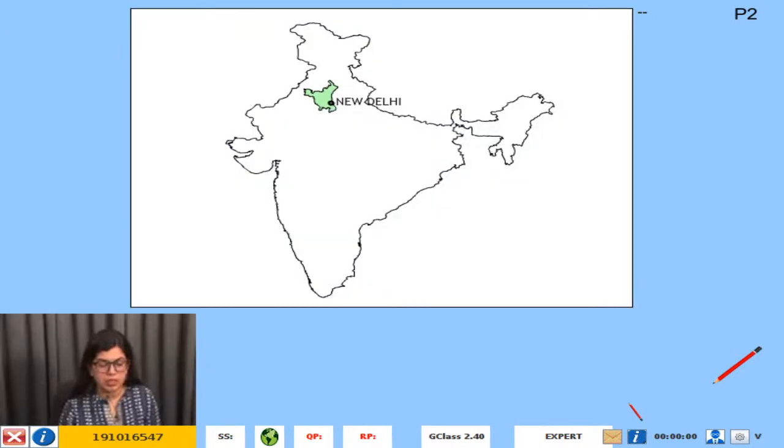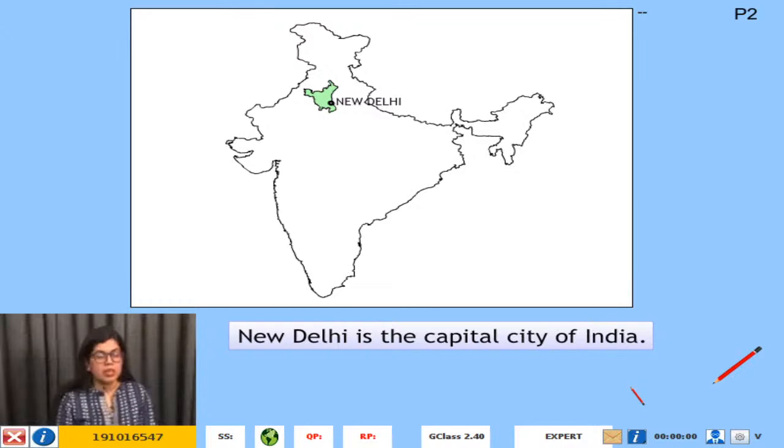Okay, then what can you see here? Yes, it's a map of India, isn't it? And which place has been highlighted in the map of India? Yes, New Delhi. So let us see. New Delhi is the capital city of India.